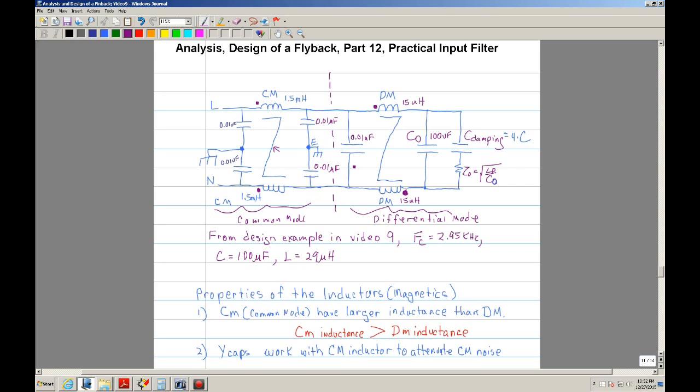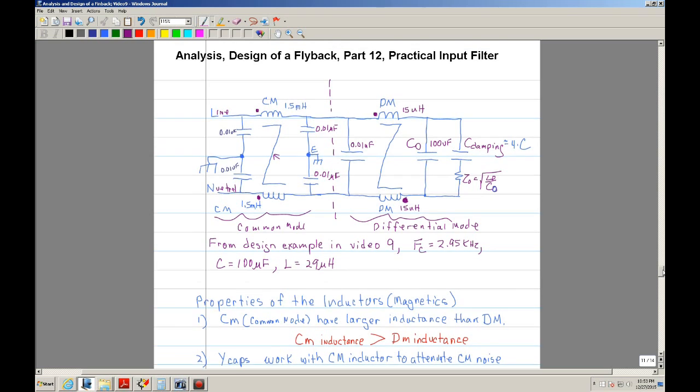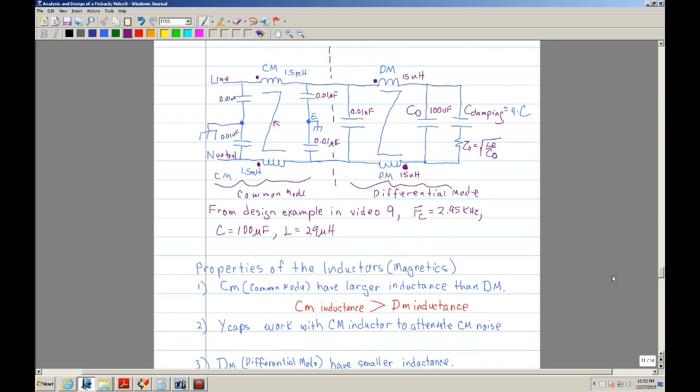Likewise, the differential mode is also coupled as well. So you have a winding on the line side, which is the hot, and then you have the neutral side, which is considered ground. So you have a differential mode inductor on the line and one on the neutral, and they're coupled. And then you have filters here.